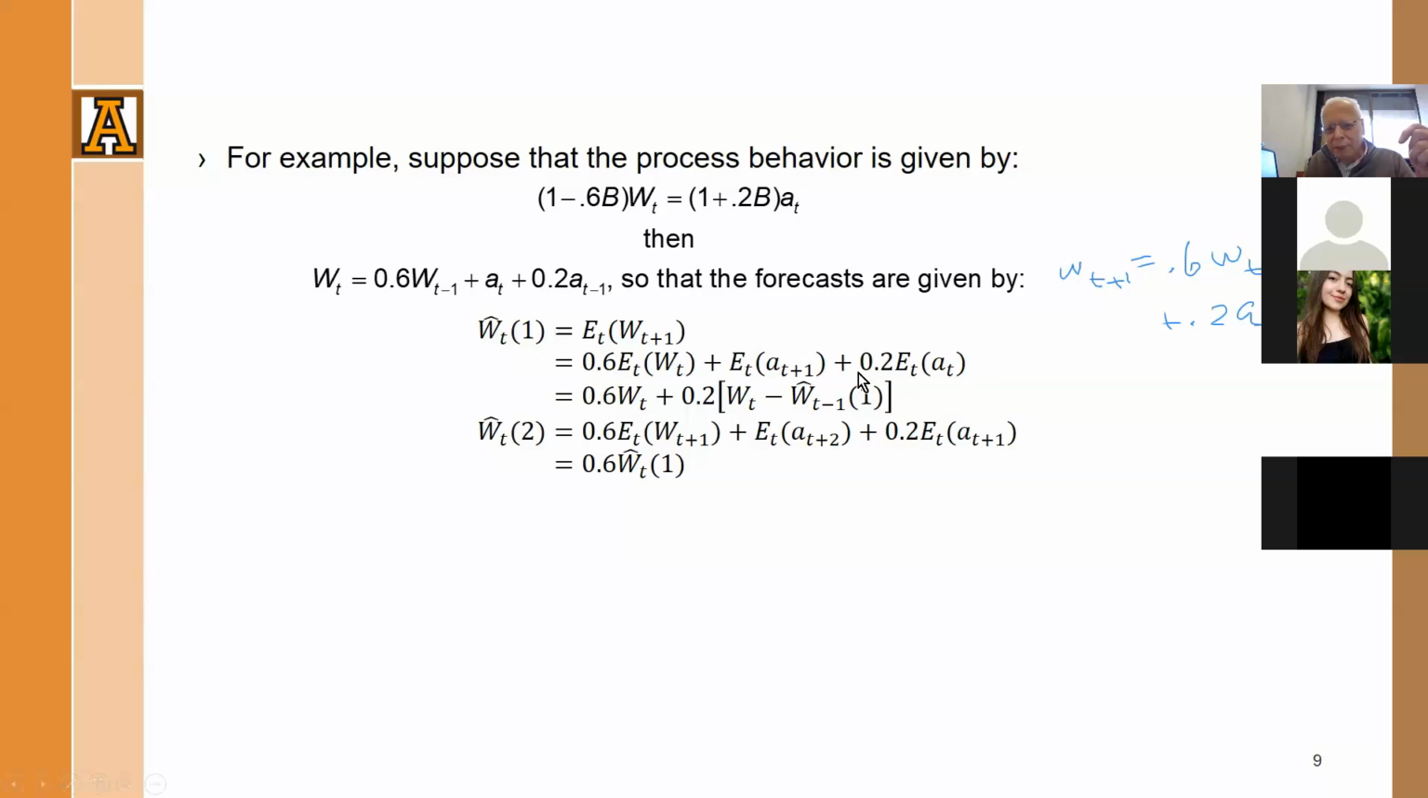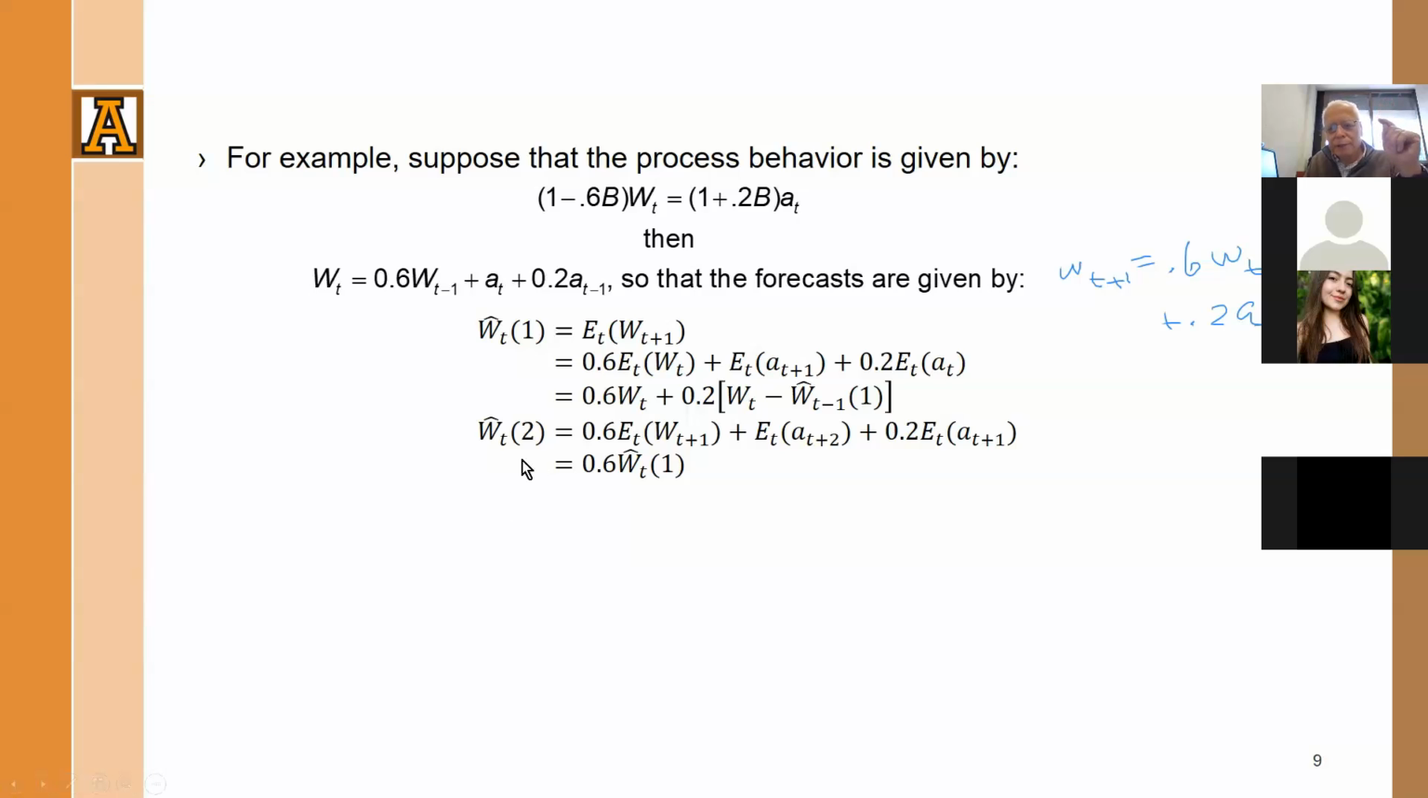And the other term is 0.2 times the conditional expectation of AT at time T. Again, we're sitting at time T, so the expected value of AT is the actual error at time T, which is what we observe now, the current observation, minus the forecast that we computed one period before. That's 0.2 times this forecast error, with WT hat one period ahead, the optimal forecast one period ahead.